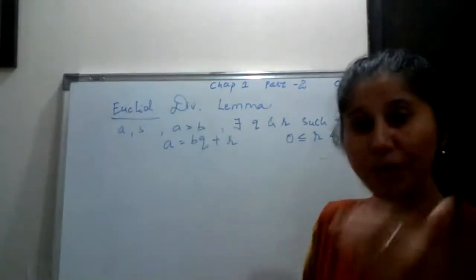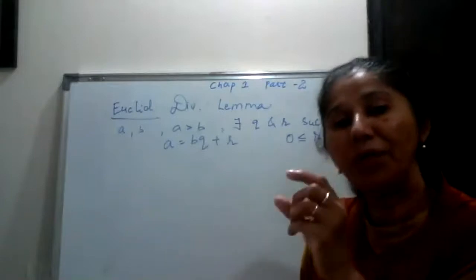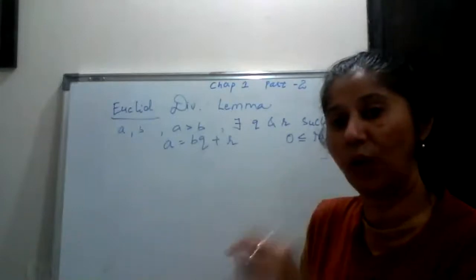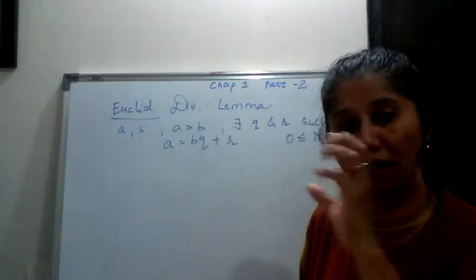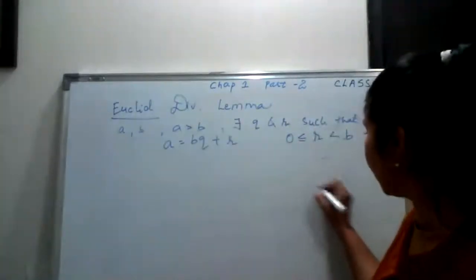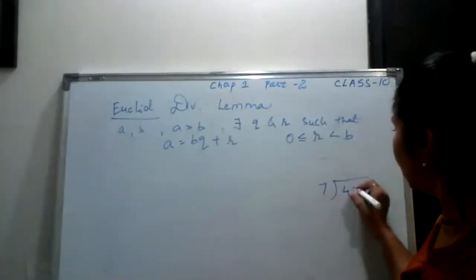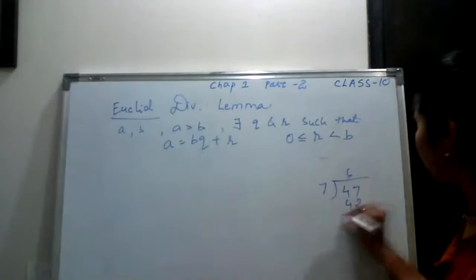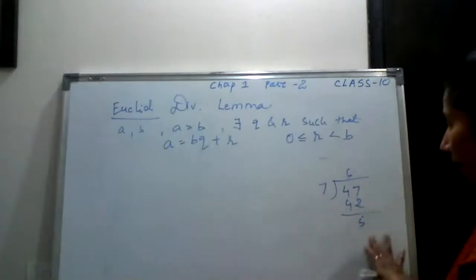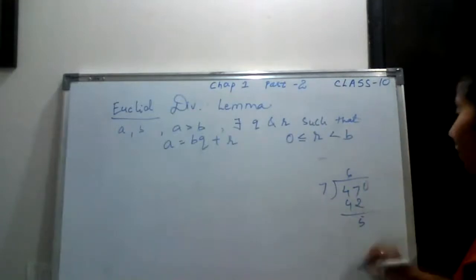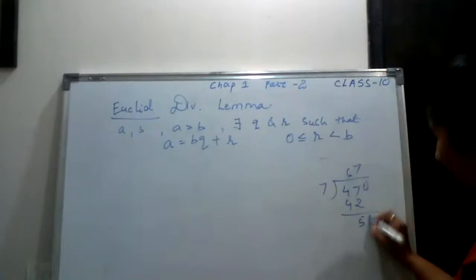You know that you stop the division as soon as the number which you get at the bottom is smaller than the divisor, isn't it? For example, just now I took 7 sixes are 42, so the remainder is 5. Suppose I had one more digit here, 5, then 0. Then you go ahead again.